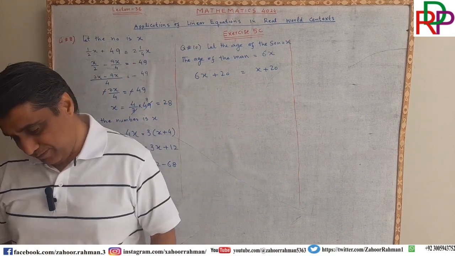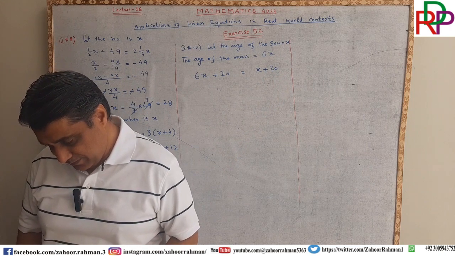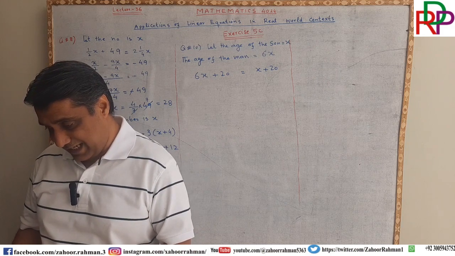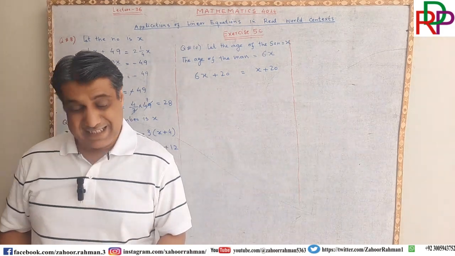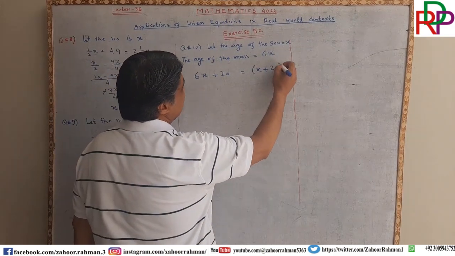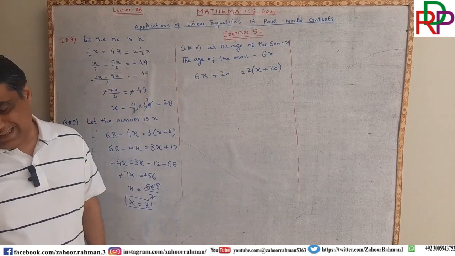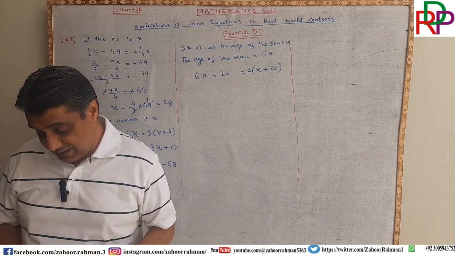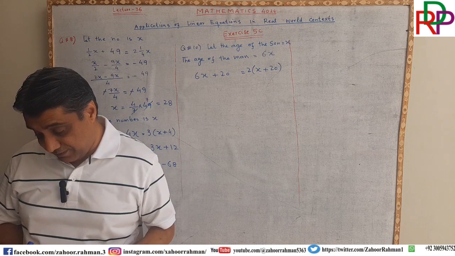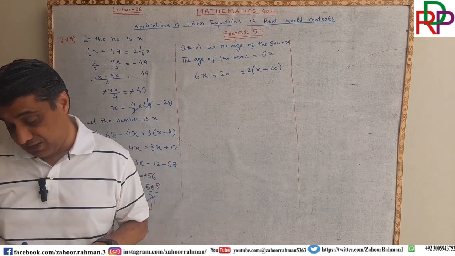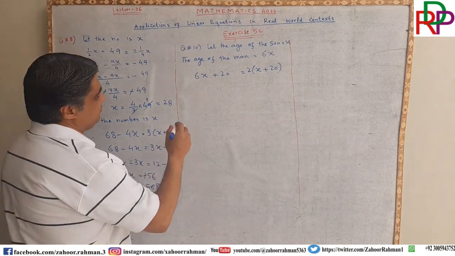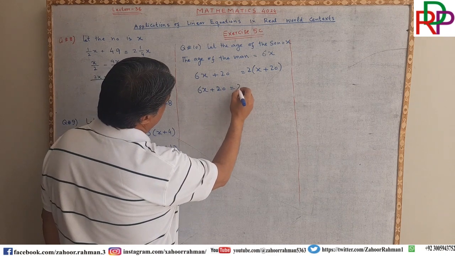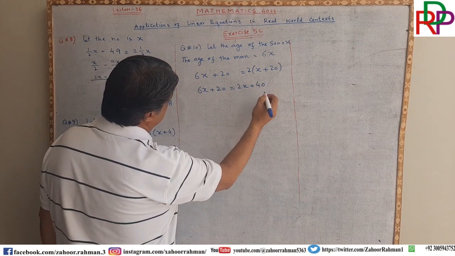Now this is not the final, because there is another part. As old, twice as old as his son. Then they are saying to find the age of the man when his son was born. Okay, so this is the equation. 6x plus 20 is equal to 2x plus 40.